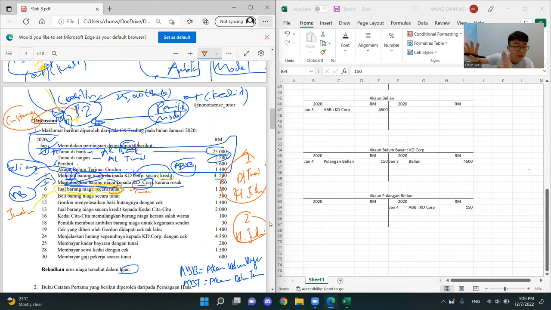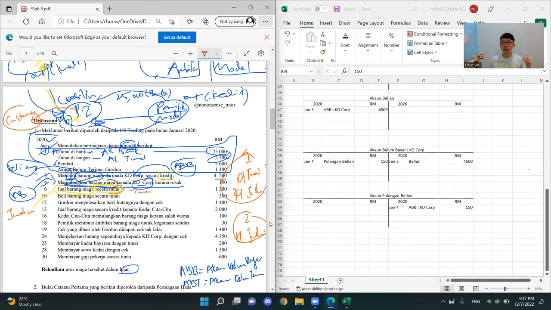We don't credit belian. Okay, why do we need to buka two accounts, one belian, one jualan? The reason is because we want to know the jumlah belian at the end of the month or at the end of the year. If we semua barang hantam into belian, we only know belian. We don't know how much kita sudah jual, isn't it? Therefore, I need to separate. When I jual, I put account jualan. When I beli barang niaga, I put account belian. So at the end, I know berapa yang saya sudah beli, berapa yang saya telah jual.